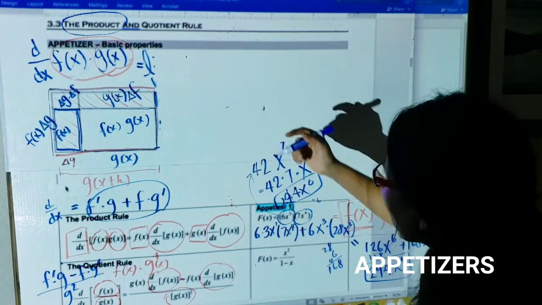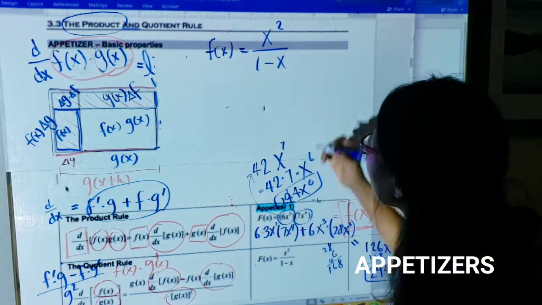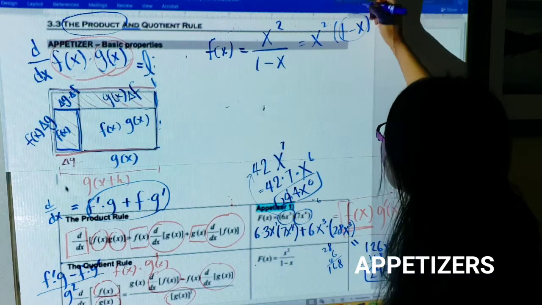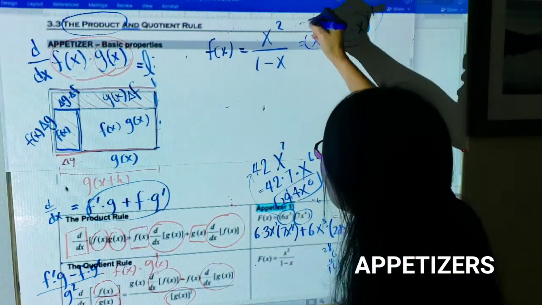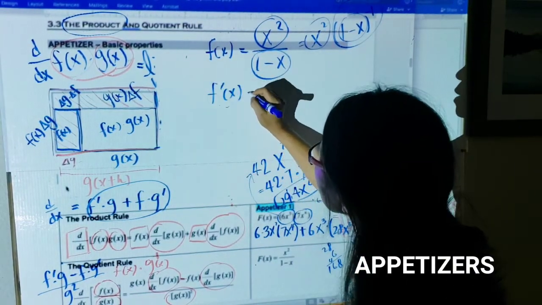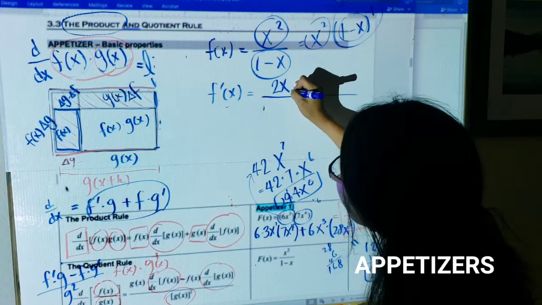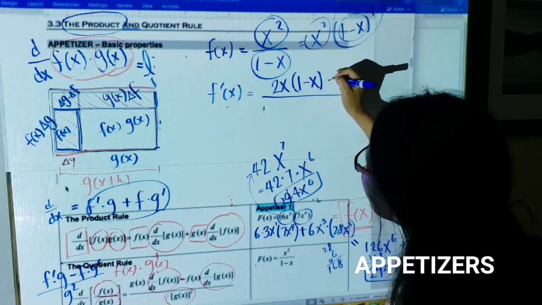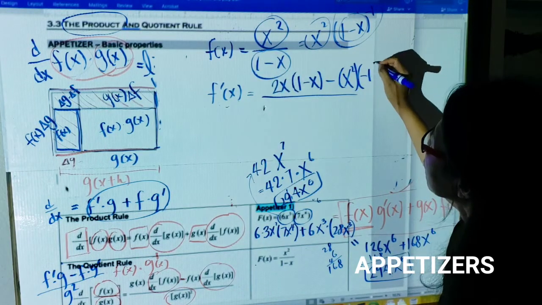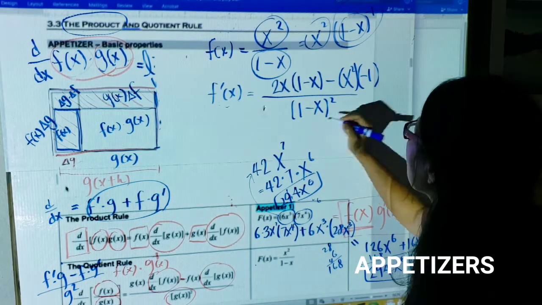So here I have a function x squared over 1 minus x. Yes, you can do it this way, x squared times 1 minus x to the negative 1. But as you see, we didn't learn that rule yet. So you have to see quotient rule, we use it circle over circle, and then follow the rule carefully. So I'm going to take a derivative of the first one, which is 2x, and then leave it, minus, now leave it, and take a derivative, over bottom squared.